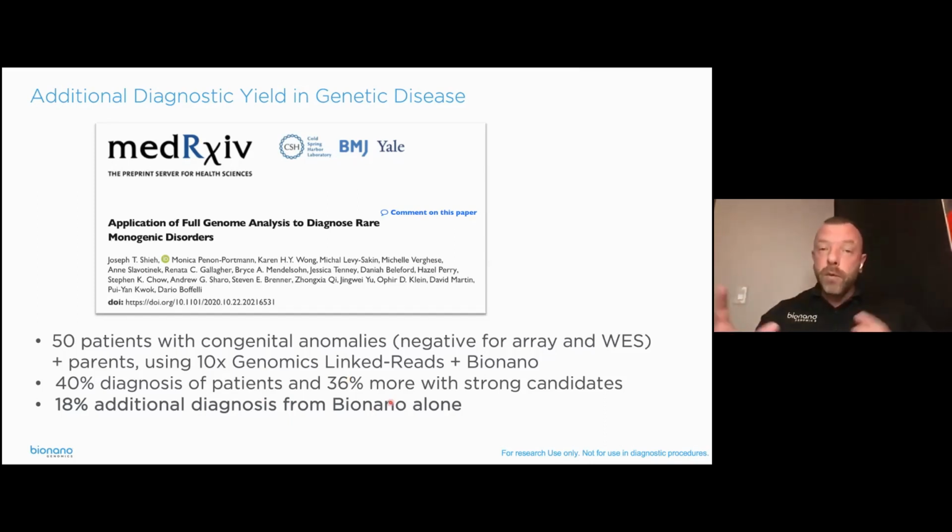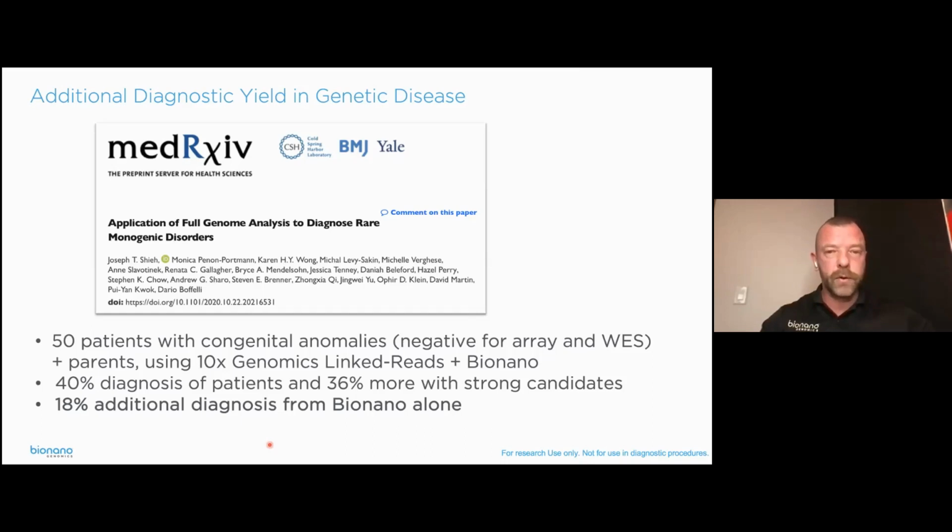And when you distinguish between those variants detected by each method, we found that 18% of these additional diagnoses came from Bionano alone. So what's important to realize, as I'll show you in this section on cytogenomics, is that Bionano already can detect these structural variants that are picked up by array. So this 18% are on top of what array already could detect. So Bionano could really do both of those.